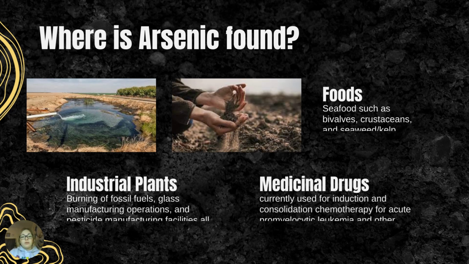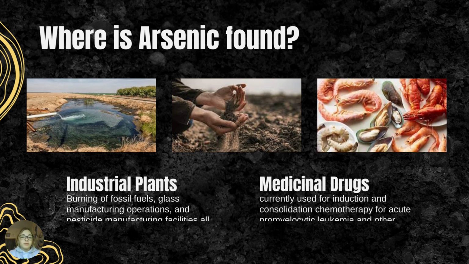Arsenic is also found in our foods, but this is the organic form, so it is the non-toxic form, and it is found in seafood such as our bivalves, which are our mollusks and clams, crustaceans, which are our lobsters and crabs, and seaweed and kelp.